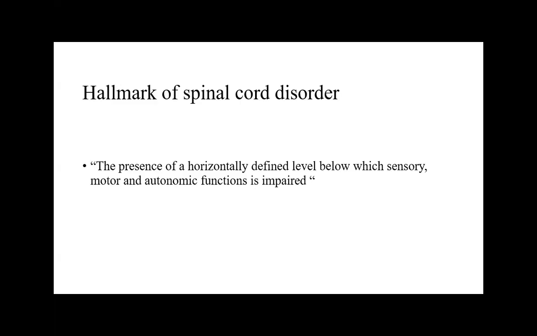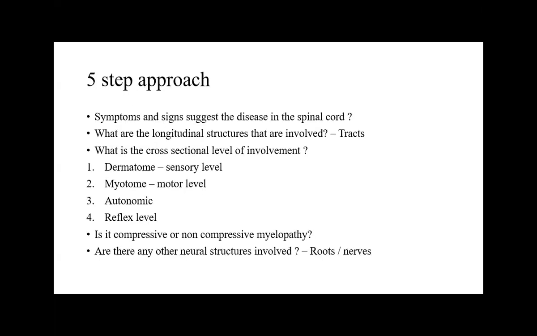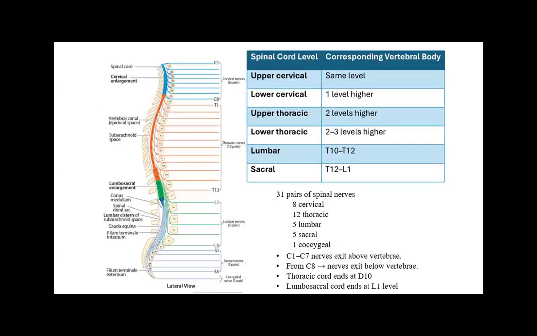The presence of a horizontally defined level below which sensory, motor and autonomic function is impaired is a hallmark of a spinal cord disorder. So we'll be seeing, under a 5-step approach, whether the symptoms and signs suggest disease in the spinal cord, what the longitudinal structures involved are, and what the cross-sectional level of involvement is: the sensory level, motor level, autonomic and reflex level. Is it a compressive or a non-compressive myelopathy? Are there any other neural structures involved?